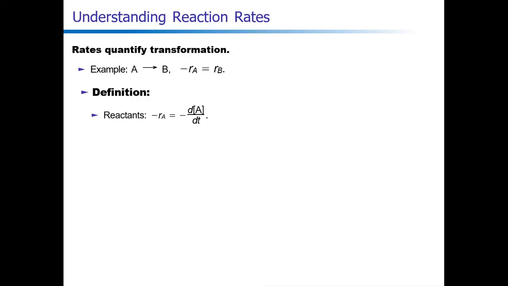Let's define these more formally. The rate of disappearance of reactant A is given by the change in concentration over time, negative dA over dt. For products like B, the rate is positive. It's just the rate of concentration increase, so dB over dt. Note here also that reaction rates are expressed in units of molarity per second, or rather moles per liter per second. This tells us how fast the concentration of a substance is changing.